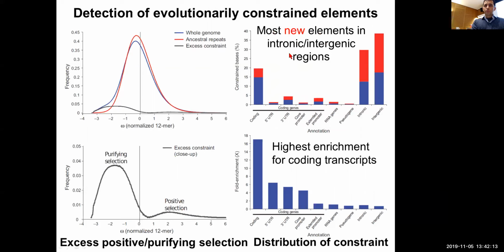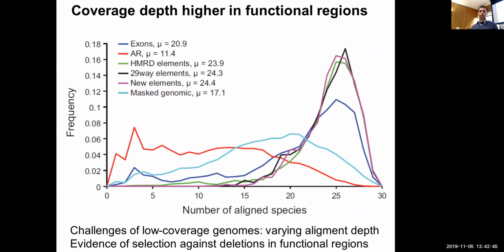So also, many new elements are in intronic and in intergenic regions. Okay, and the highest enrichment, however, is in coding regions. So yes, most of the evolutionary constraint sits outside protein coding exons because protein coding exons only cover 1.5% of the genome, but the highest enrichment is indeed found in those protein coding exons. Sounds good? So we can both ask, where do most of the regions fall, and also what are the regions that are most enriched for conservation.